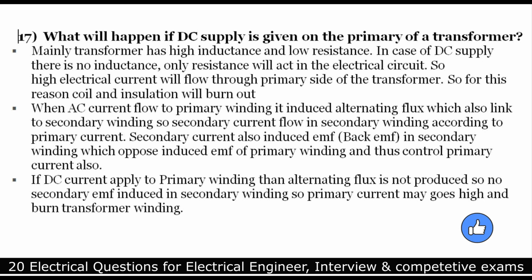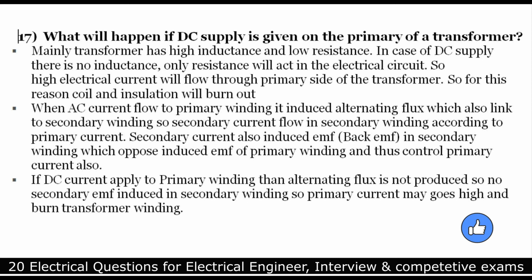Mainly, a transformer has high inductance and low resistance. In case of DC supply, there is no inductance, only resistance will act in the electrical circuit. So, high electrical current will flow through the primary side of the transformer. For this reason, coil and insulation will burn out.